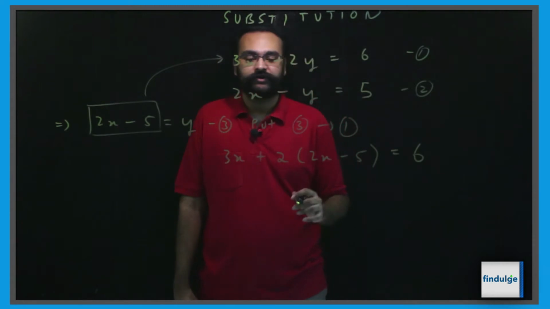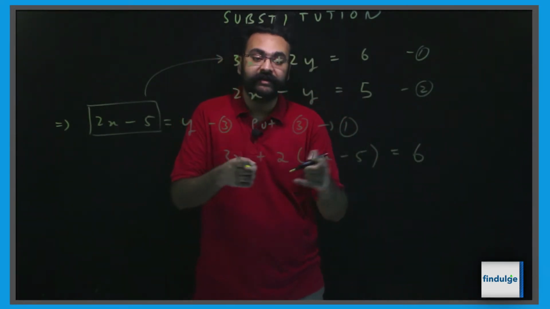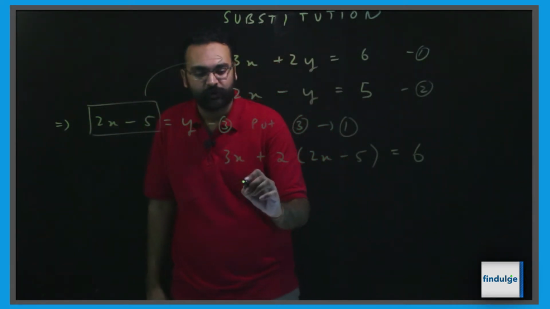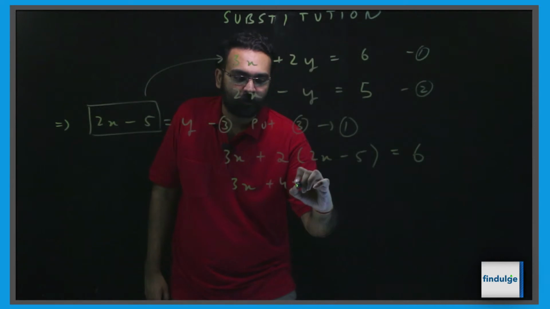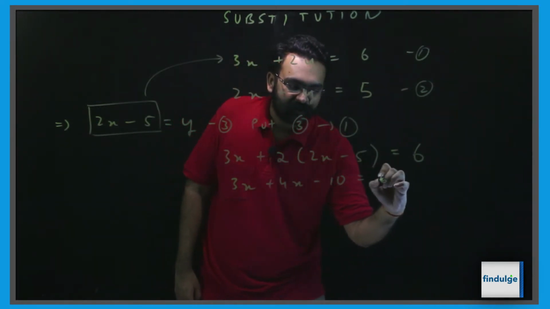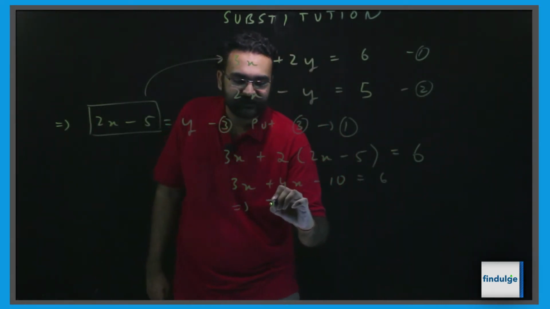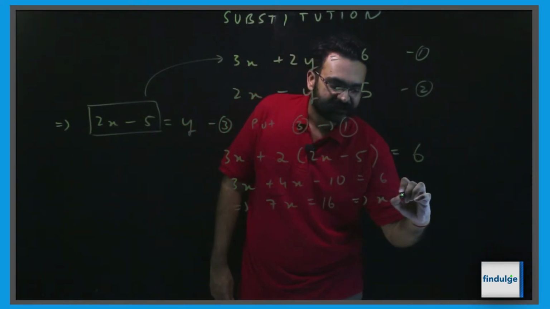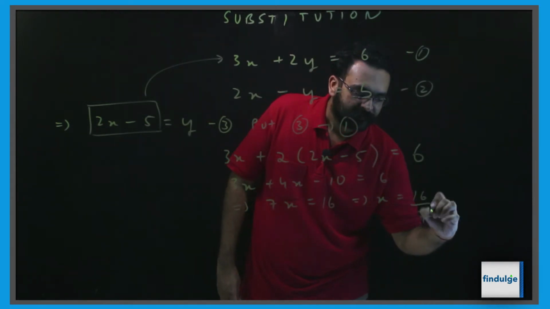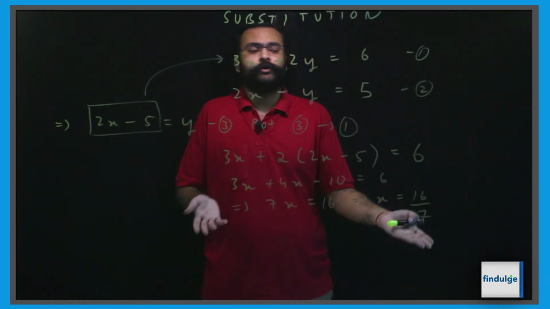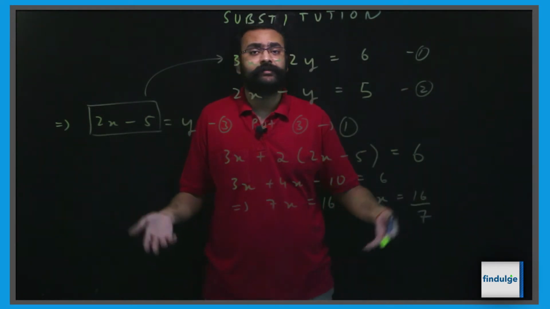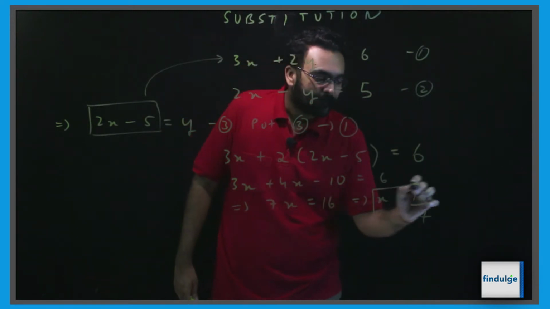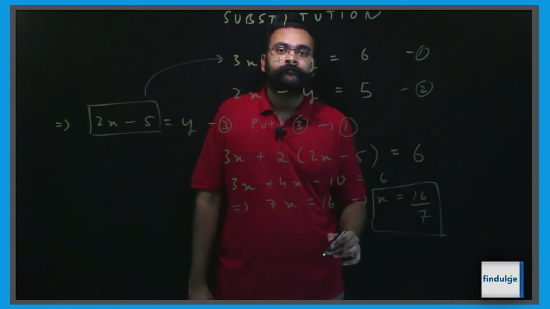This also will not change. So I will now solve this linear equation in one variable, which we've been doing since class 8. So 3x plus 4x minus 10 is equal to 6. This means 7x is equal to 16, which means x is 16 divided by 7. And this is nothing to be concerned about. X can be a fraction, decimal, negative number, whatever it can be. So we end up getting that x is 16 upon 7.